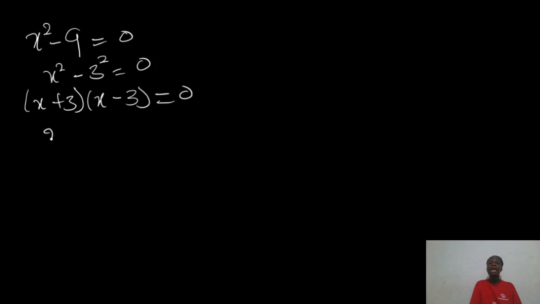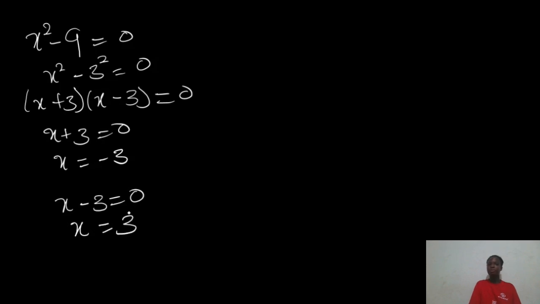Now from here, we can say that x plus 3 is equal to 0, which implies that x is equal to negative 3. And x minus 3 is equal to 0, which implies that x is equal to positive 3. So let's try and put our values into the equation to see if we are going to get 0. So if we put negative 3 into the equation, we are going to get negative 3 squared minus 9 equal to, now negative 3 squared is positive 9, minus 9 is going to give us what? 0. So this will give us 0.